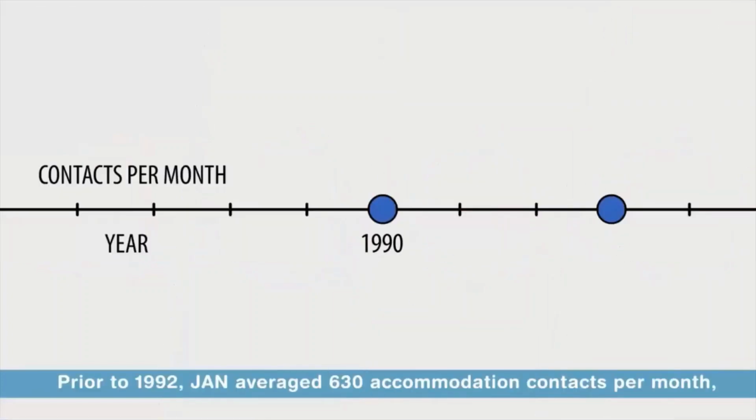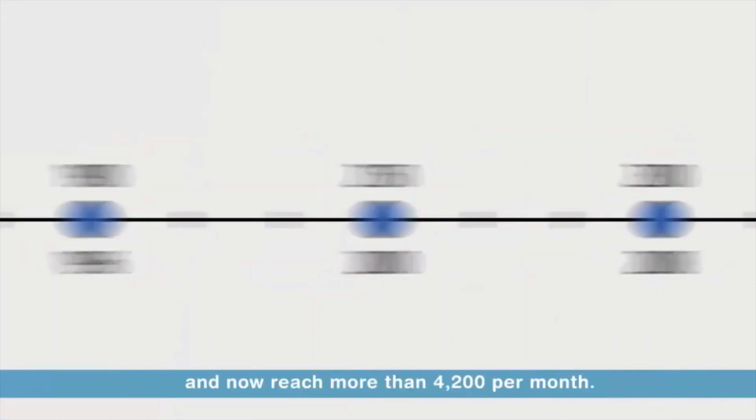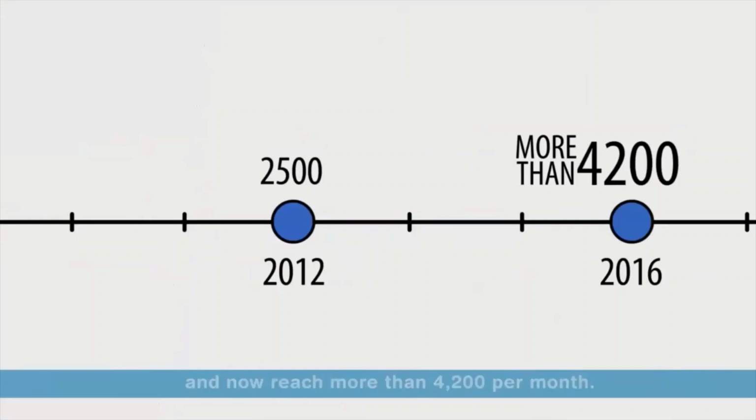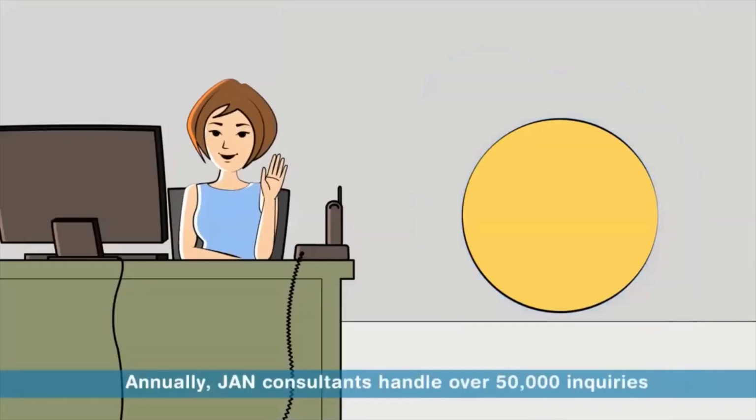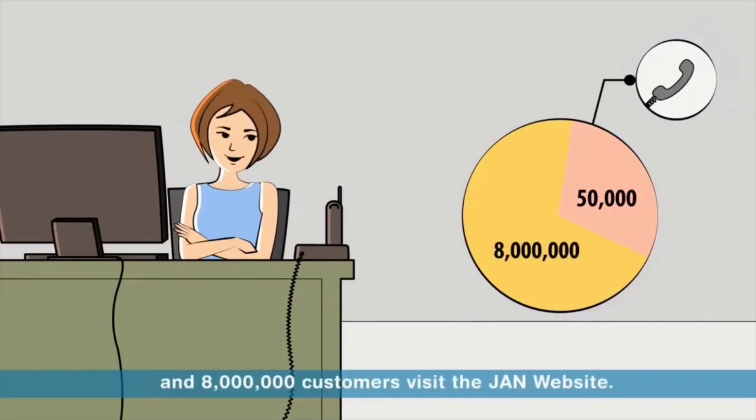Prior to 1992, JAN averaged 630 accommodation contacts per month. But in 1992, when the ADA went into effect for employers, these soared to over 1,600 per month and now reach more than 4,200 per month. Annually, JAN consultants handle over 50,000 inquiries via telephone and electronic services, and 8 million customers visit the JAN website.